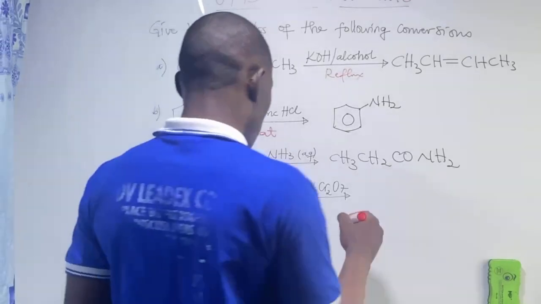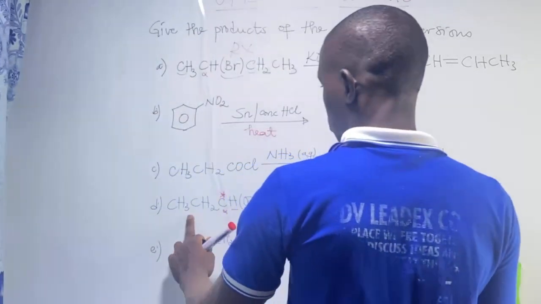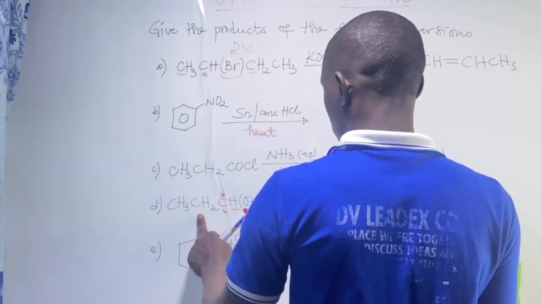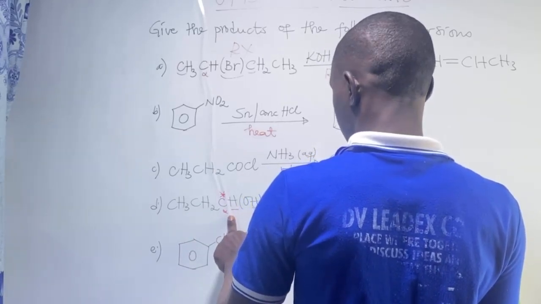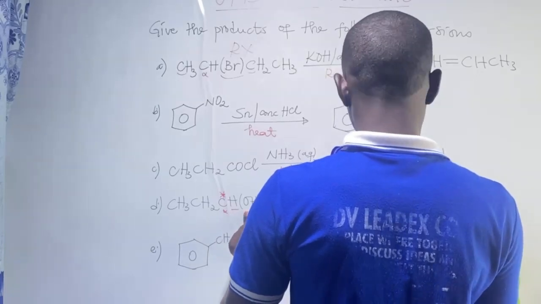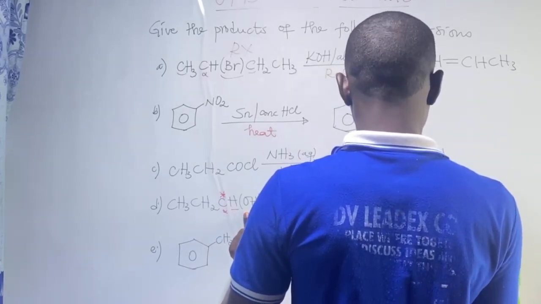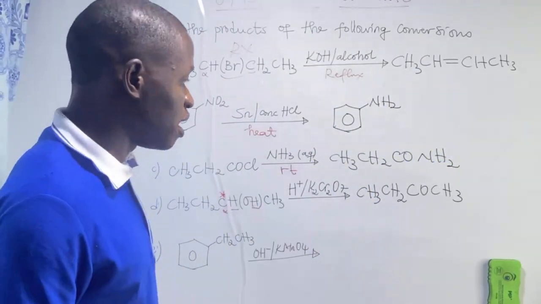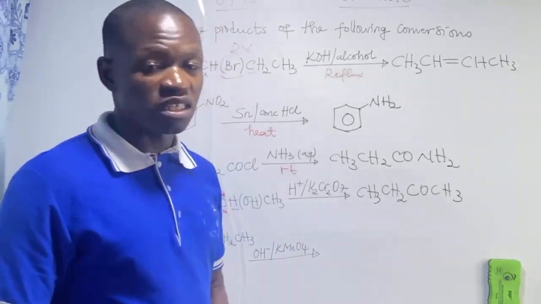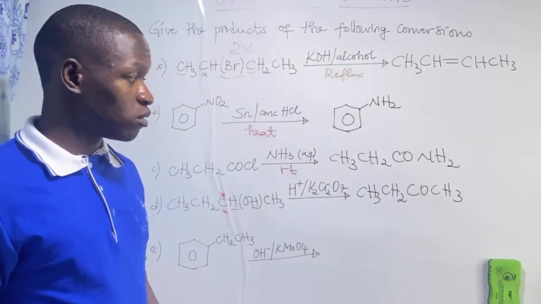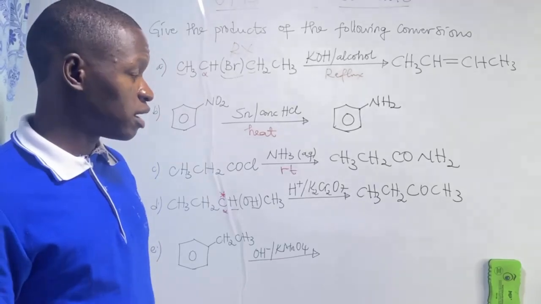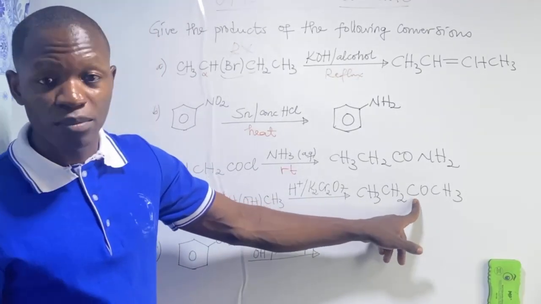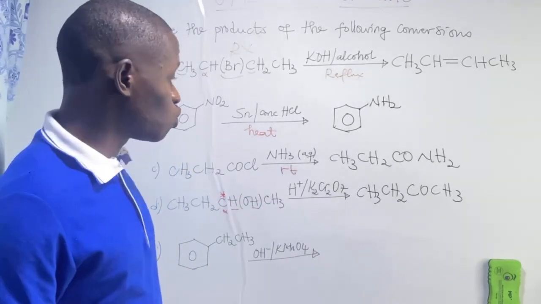When we do that, our product is going to be CH3, after we have CH2, after we have C, we are left with O, and then lastly we have CH3. So that is a product. That compound is a ketone, and the name is 1, 2, 3, 4. That is butanone, right? Because the carbonyl group is at carbon number 2. So this is a carbonyl carbon. So we call this compound butanone, right?